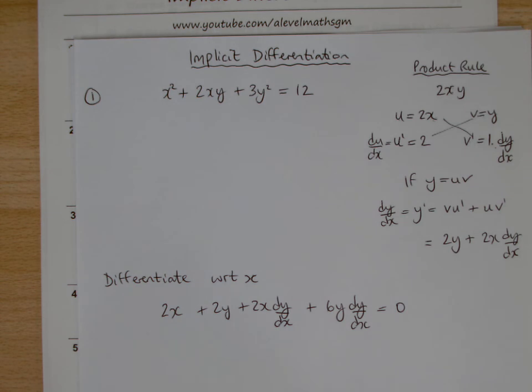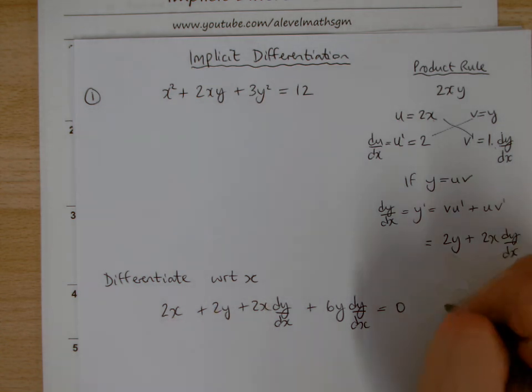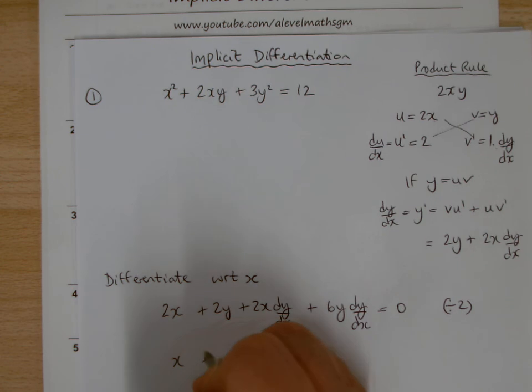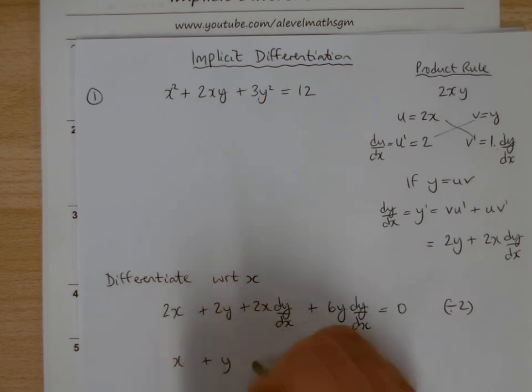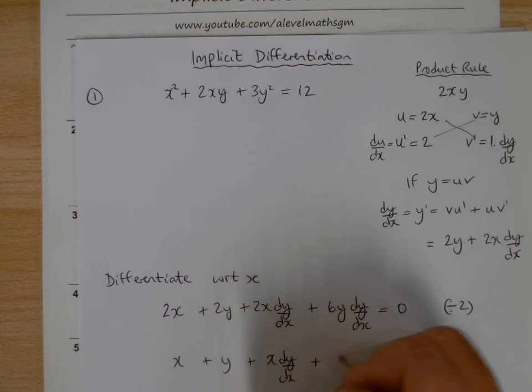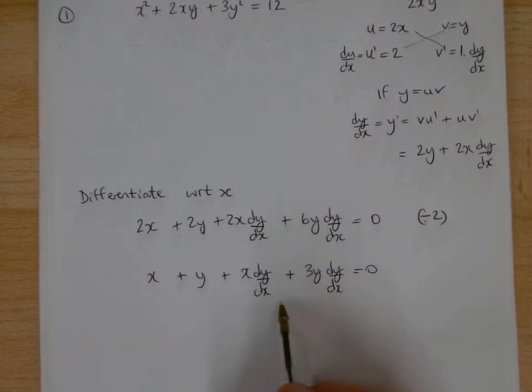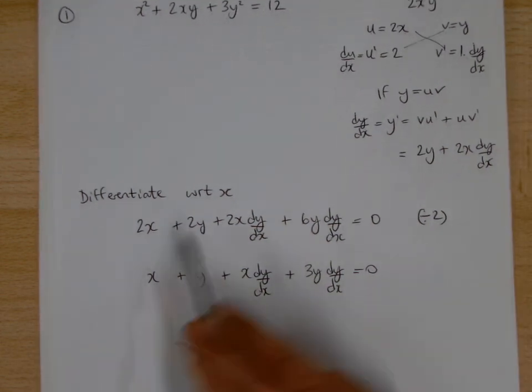Now, the next thing, final step, is to get dy dx equals, so we've got to rearrange terms here, but perhaps before we do that, you might notice this has got a common factor of 2. So if I divide through by 2, I'll get x. Divide that by 2, I get x. Divide that by 2, I get y. Divide that by 2, I get x dy dx. And divide that by 2, I get 3y dy dx. That will all equal 0. Okay? So then I want to get dy dx equals, so I'll take these terms over the other side.